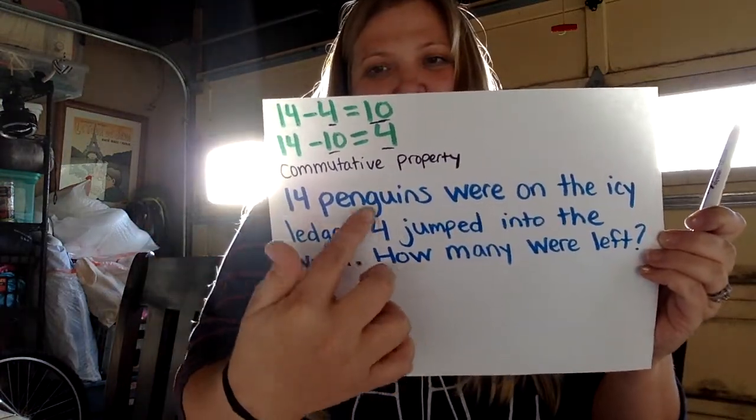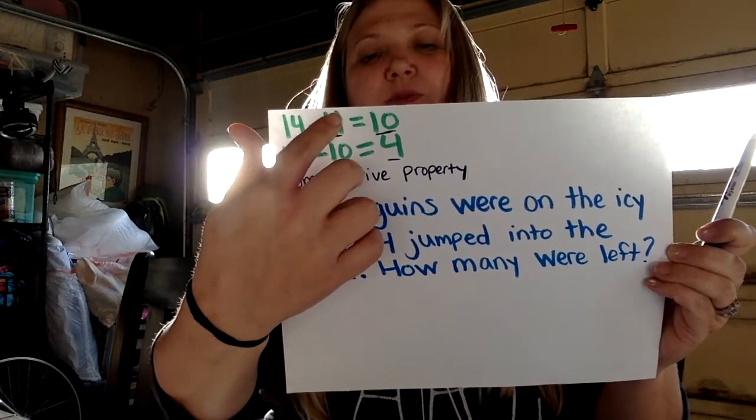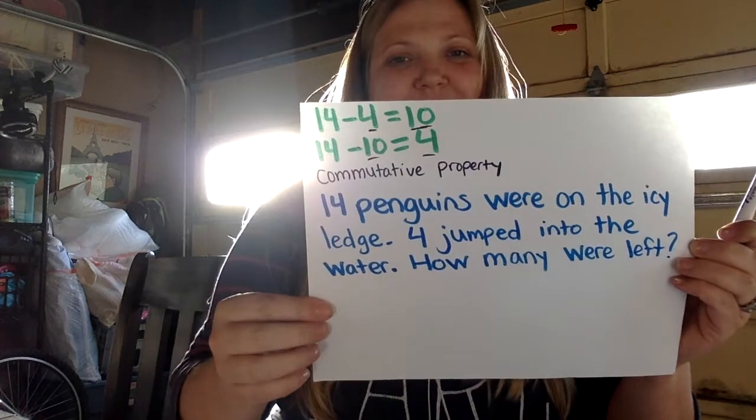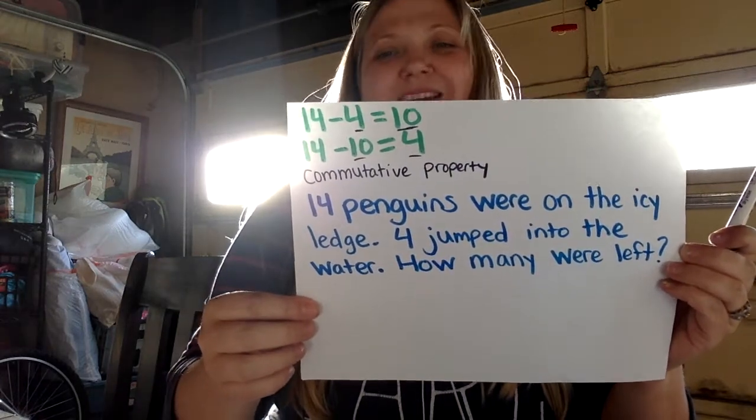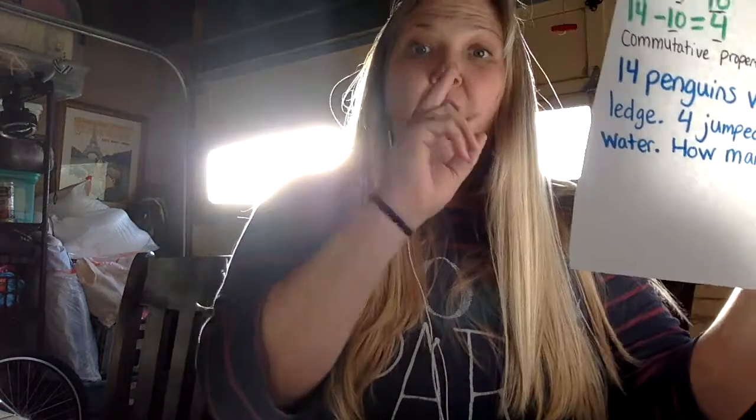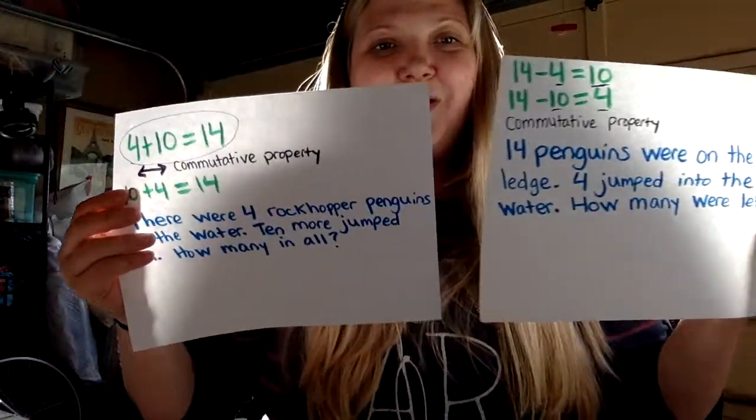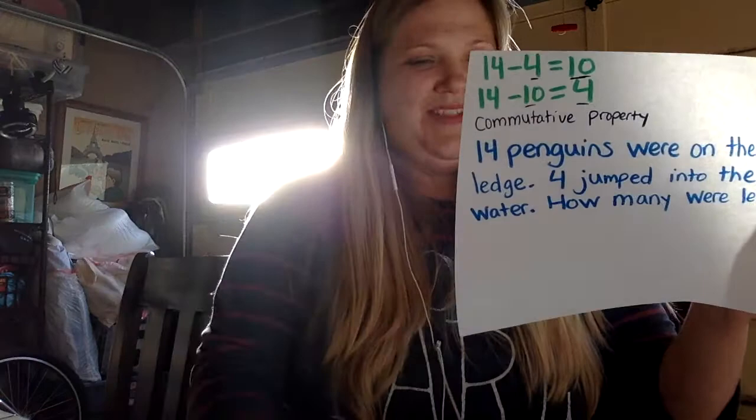And then 4 jumped in. Subtract 4. Let's take away 4. So how many are left? Oh, that's right, 10 and some more. You're thinking about our commutative property of addition and our fact family. And you knew the answer just like that? Oh my gosh. Well, let me circle the equation that matched this story.